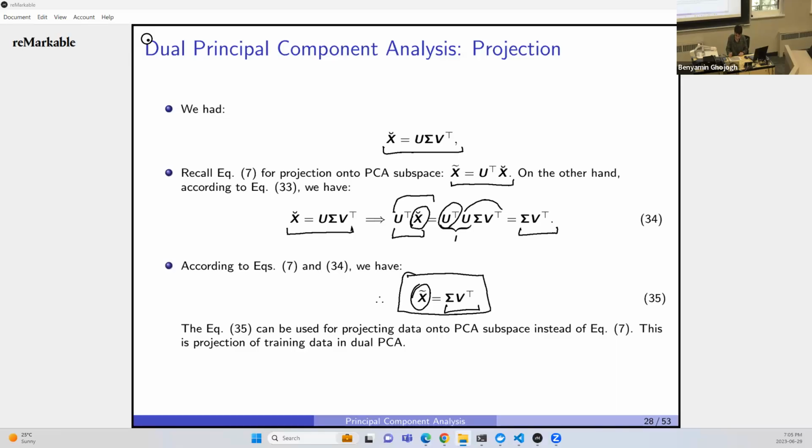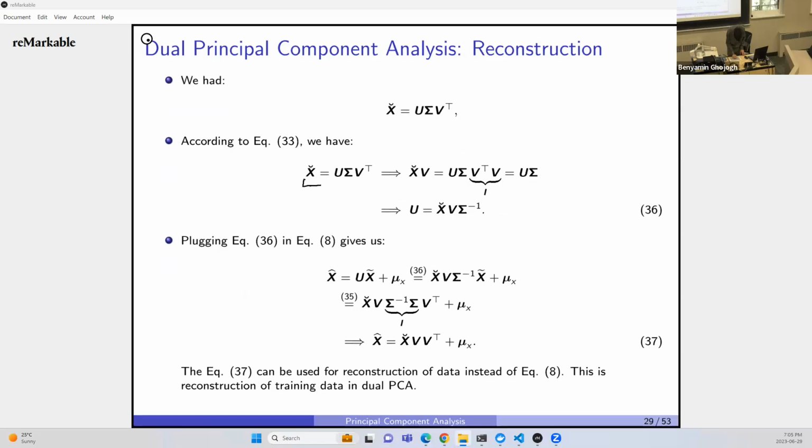We see this as a projection onto the PCA subspace, but in dual PCA. So rather than using U transpose X hat, which is the projection in direct PCA, I'm calculating the projected data by sigma V transpose. This is the projection in dual PCA. And they are equivalent. But I'm finding the projection in two ways, right? And we will see why dual PCA is useful. We'll see that. Okay.